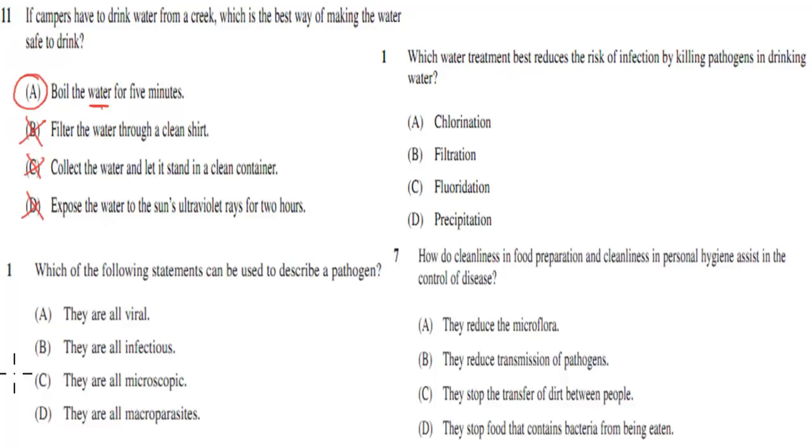And then in terms of these ones, they are all infectious would have been the correct answer. Not all pathogens are viral, there are bacterial ones and other ones, so that's not true. They're all microscopic is incorrect. Macro means seeable by the eye, and macroparasites are also pathogens. And they're all macroparasites is also false.